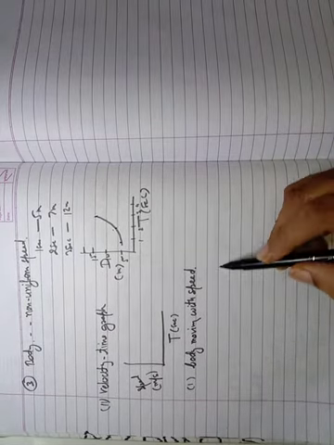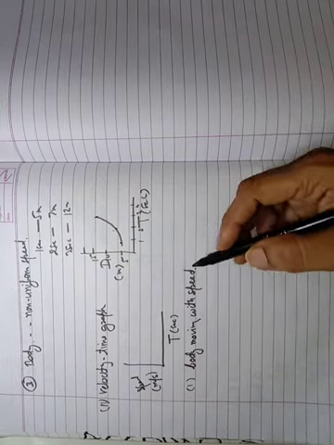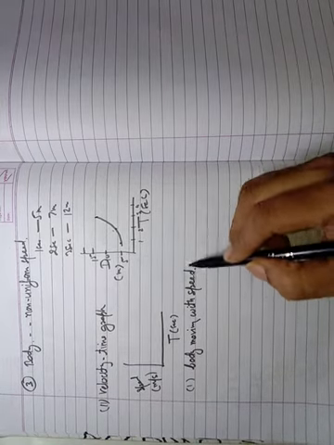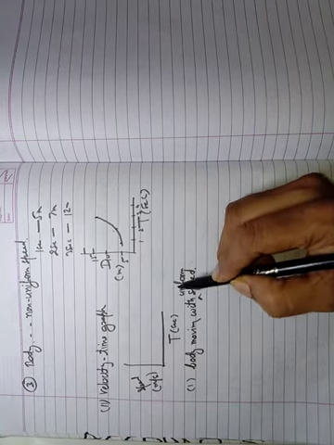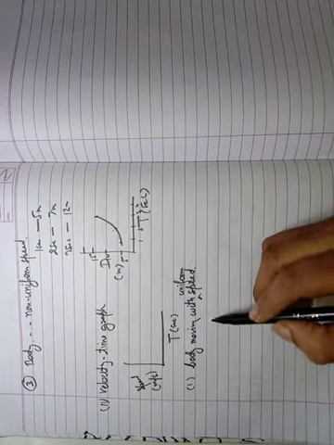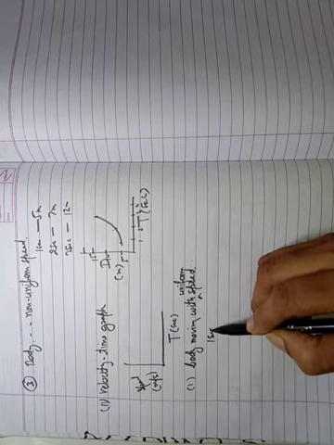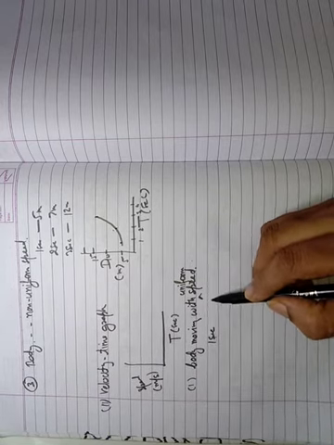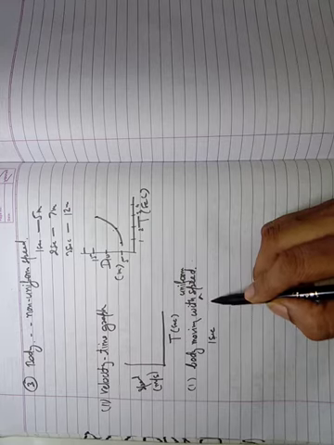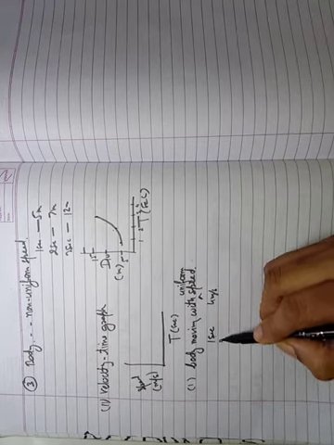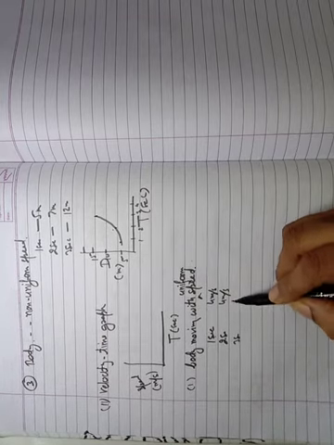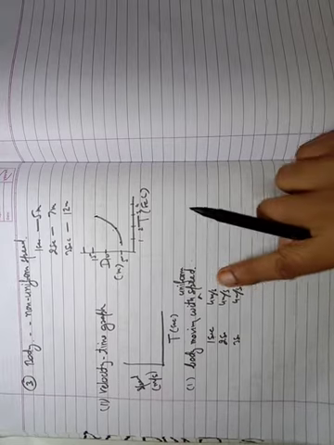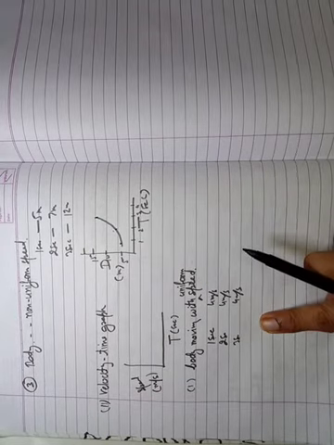What type of graph will we prepare if a body is moving with uniform speed? It means its speed does not change, speed is constant. Suppose in 1 second its speed is 4 meter per second. Again in 2 seconds its speed is 4 meter per second. In 3 seconds speed is 4 meter per second. Its speed does not change with time.